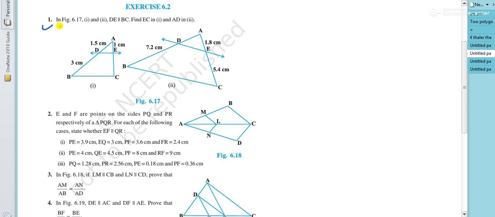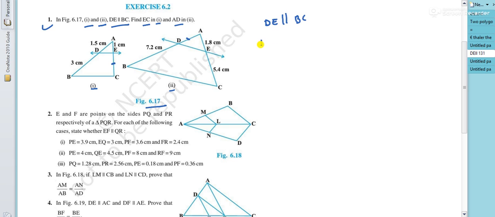So question number 1 says, in figure 6.17, 1 and 2, so this is the first and second figure. DE is parallel to BC. So you can see here, this is triangle ABC. Again, this is also ABC. DE is parallel to BC. Find EC in 1. So here you have to find this EC, and AD in the second. Where is AD? Here. So if you look at the first figure, there DE is parallel to BC.